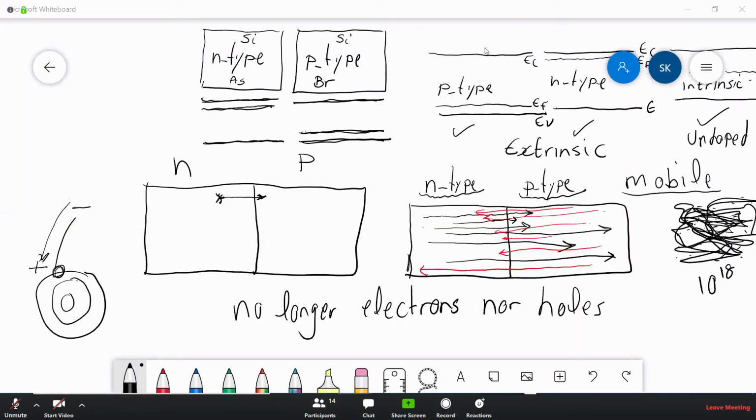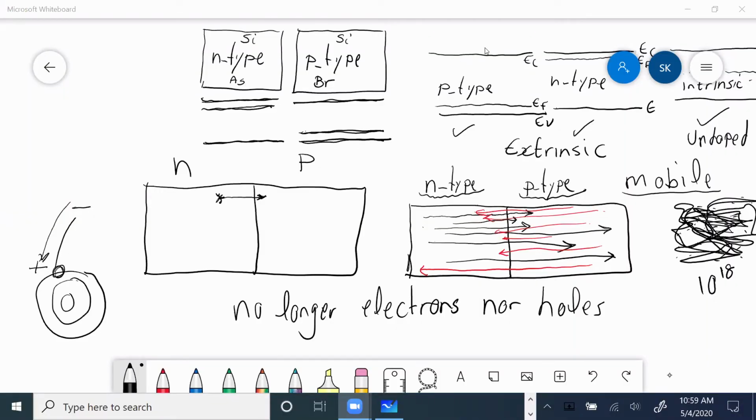So the electrons come here and they annihilate, and so do holes. And therefore, within a vicinity, within this region, we will have no more carriers.